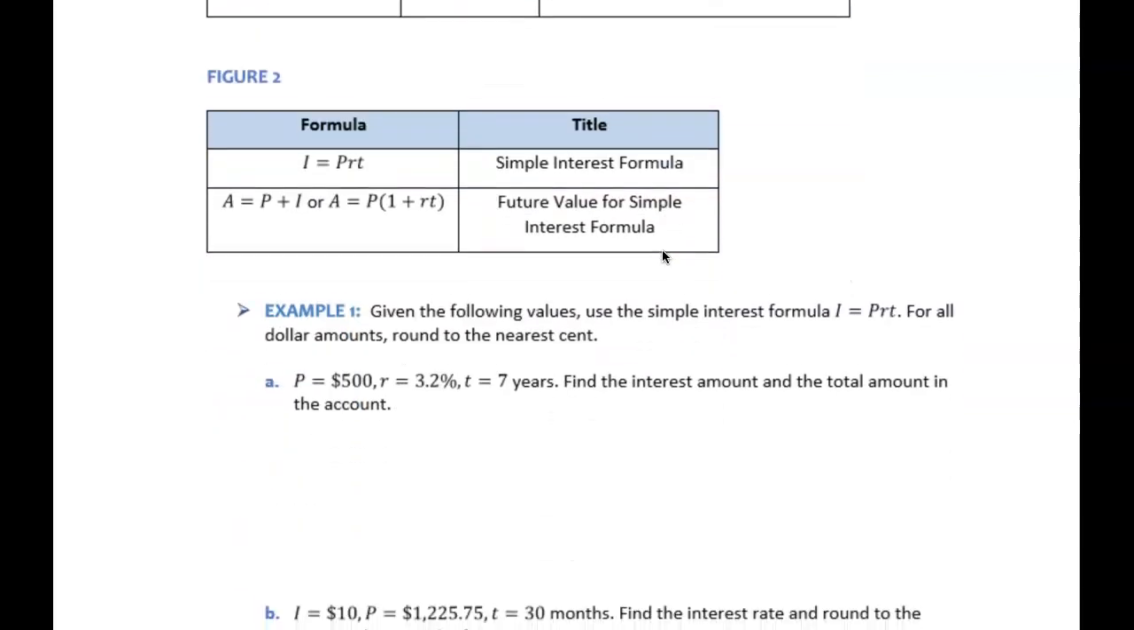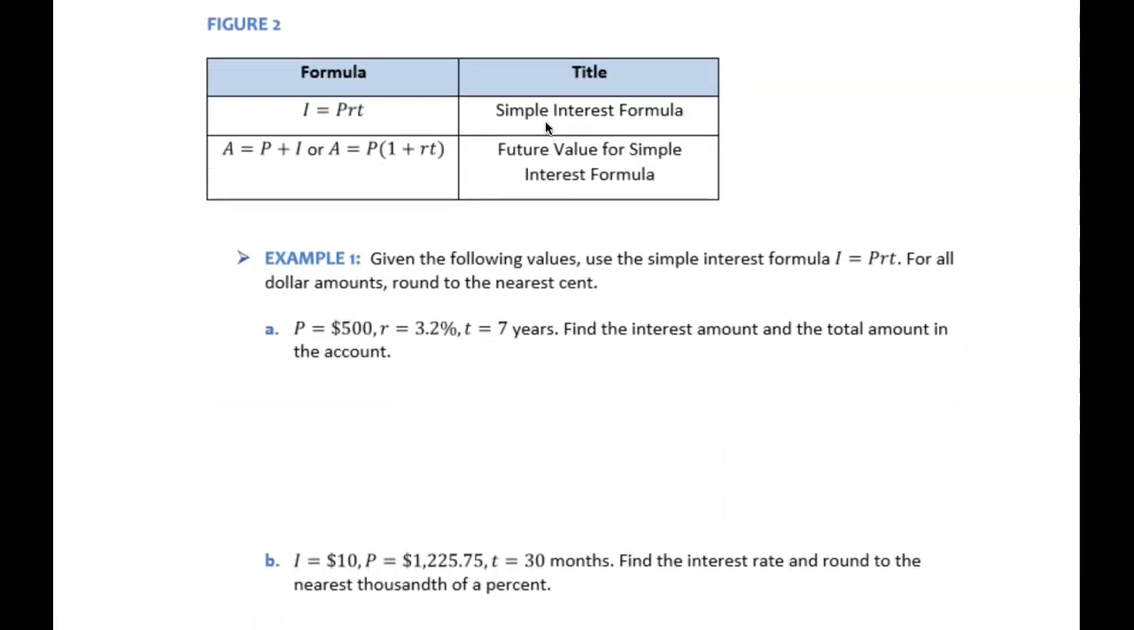Here are the two formulas we'll work with in figure 2. The simple interest formula is I equals P times R times T. The future value for simple interest formula is given by one of these formulas. It's either the principal plus interest gives the future value, or if we substitute I equals PRT for the interest and factor out a P, you end up with this second formula: the future amount equals the principal times the quantity 1 plus RT.